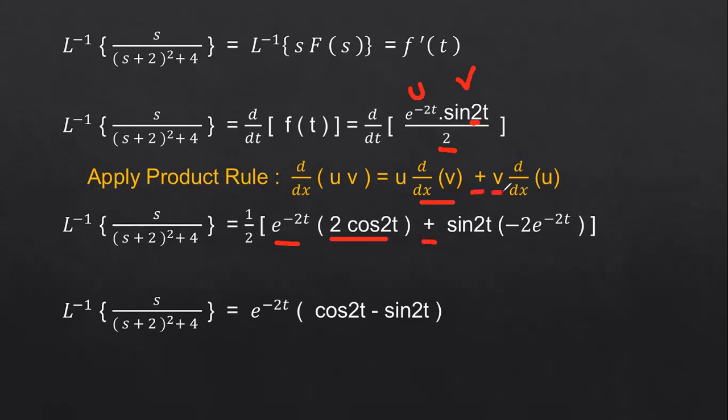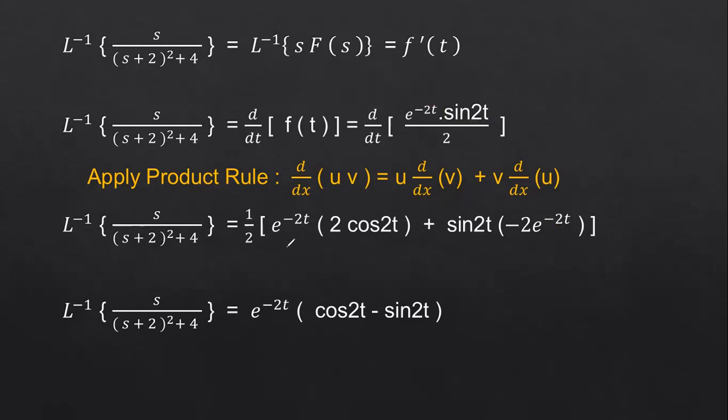Plus, next v is a constant. V is nothing but your sine 2t. Next, differentiation with respect to u. So differentiation of e power minus 2t is nothing but e power minus 2t into the t coefficient, which is minus 2. That is minus 2 into e power minus 2t. This is the way you have to apply the product rule, or differentiation of the uv rule. It is not u by v, it is the uv rule, the product rule.